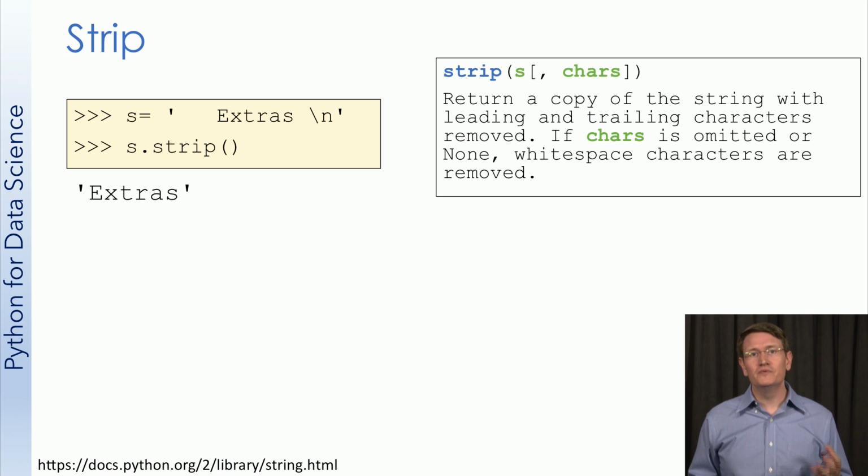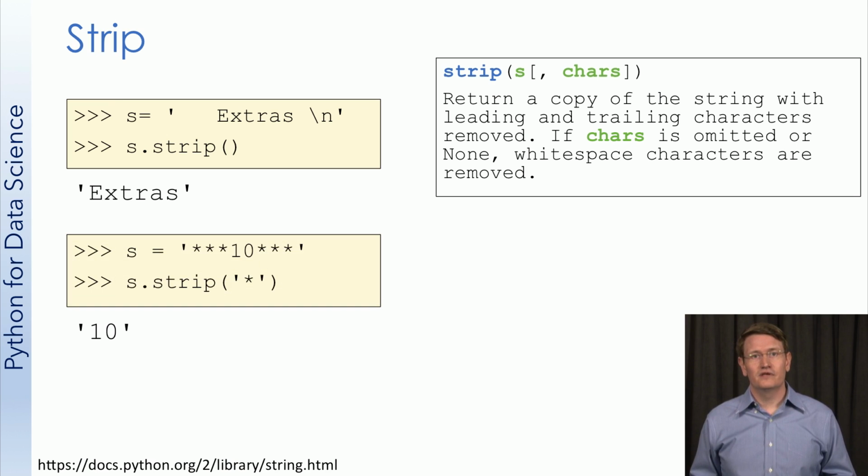But you won't always be getting rid of spaces, so you can use the parameter to strip to get rid of the other values. Here we have some garbage asterisks on either side of the number 10. To get rid of those, we just feed in the string with the characters we want removed as an argument to strip here. Notice that the string passed as an argument is an asterisk, which is why the strip removed asterisks.